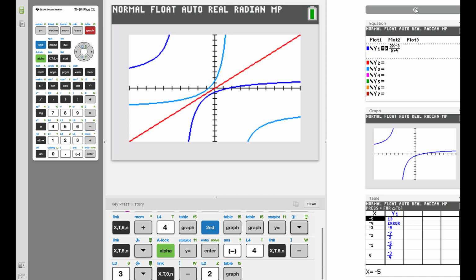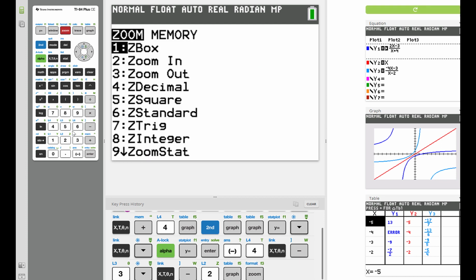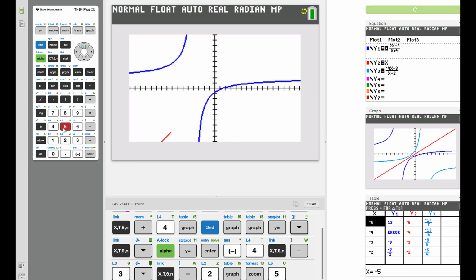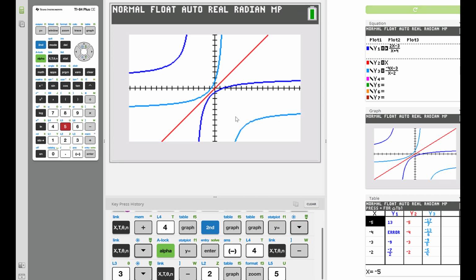Okay, so that looks all right. Let me try that zoom square. So number 5 on zoom. Number 5 says ZSquare, press 5, and hopefully it will square out this graph a little bit more. Yes, that looks a little nicer, a little more even. You can see the symmetry across that y equal x line. So hopefully this helps solidify that idea that these truly are inverses of each other and what it means to be inverses of each other.